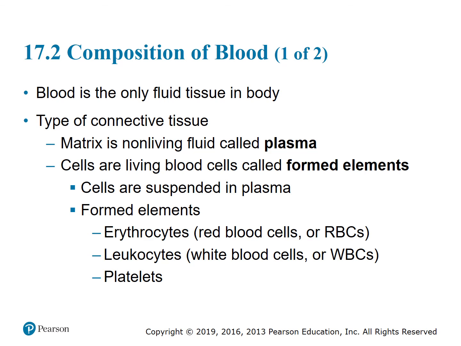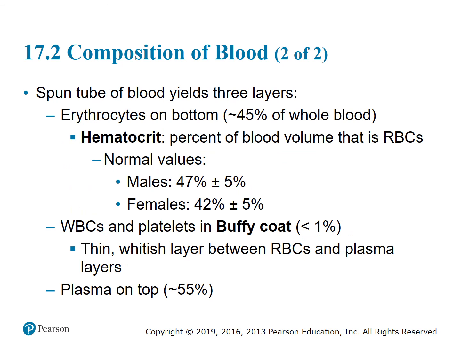A spun tube of blood yields three layers: the erythrocytes on the bottom, which make up 45% of the whole blood. A hematocrit is the percent of blood volume that is red blood cells. Normal values are 47% plus or minus 5 for males, and for females 42% plus or minus 5%. We are going to do a hematocrit this week in the lab.